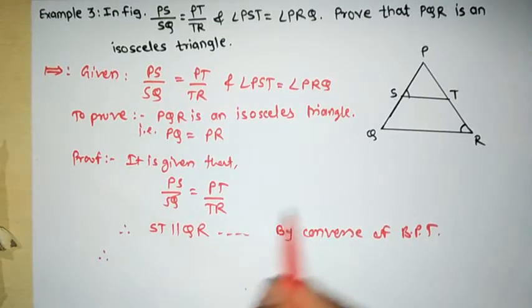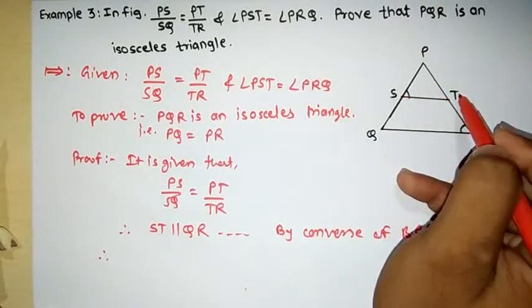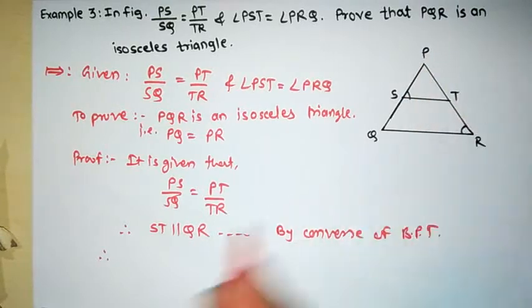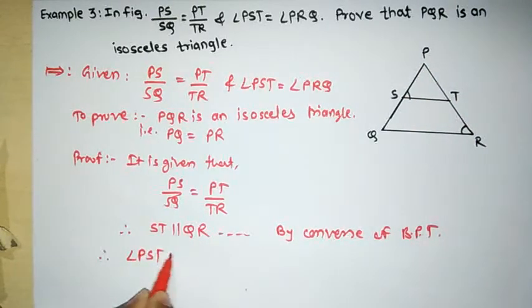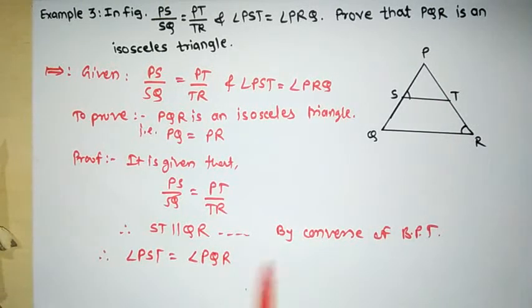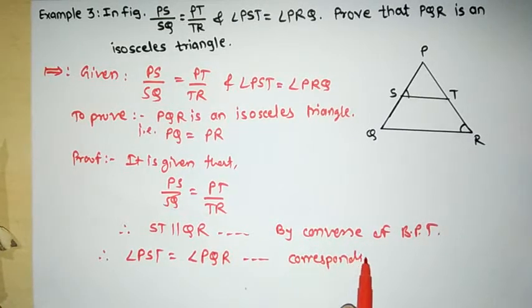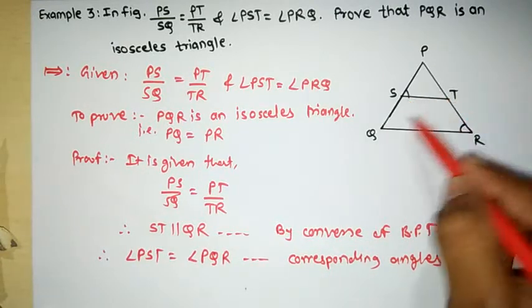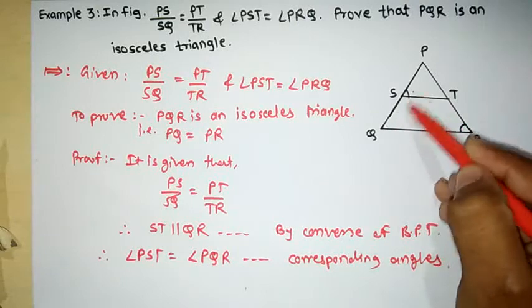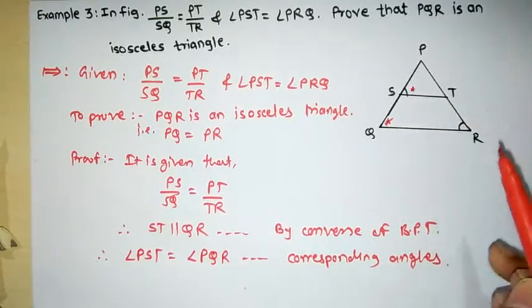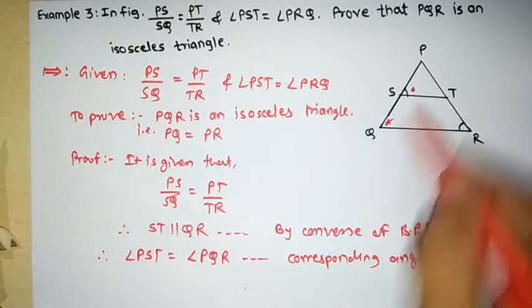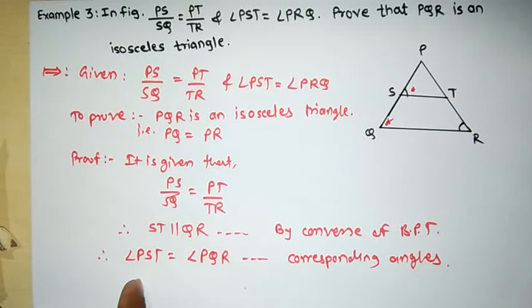Therefore, can we say that angle PST is equal to angle PQR? Why? What is the reason? Corresponding angles. See here, ST is parallel to QR, then these two angles will be corresponding angles, that is angle PST and angle PQR. Therefore angle PST is equal to angle PQR. These are the corresponding angles.